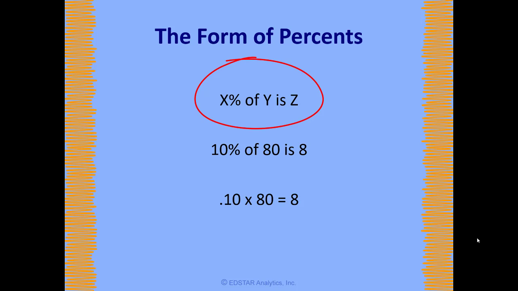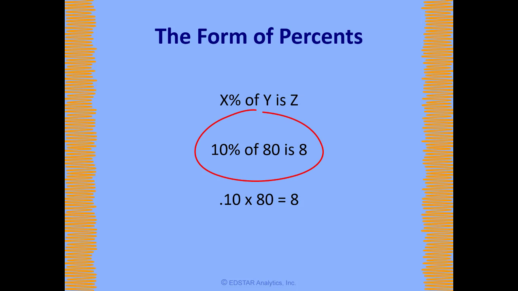This is the basic mathematical form of all percent problems. There are three parts to any percent statement: the percent, the whole, and what the percent is of the whole. For example, 10% of 80 is 8, where 10 is the percent, 80 is the whole, and 8 is the part of the whole. So you have to remember how to compute a percent. You turn the percent into a decimal, and then you multiply by the whole to get the part.